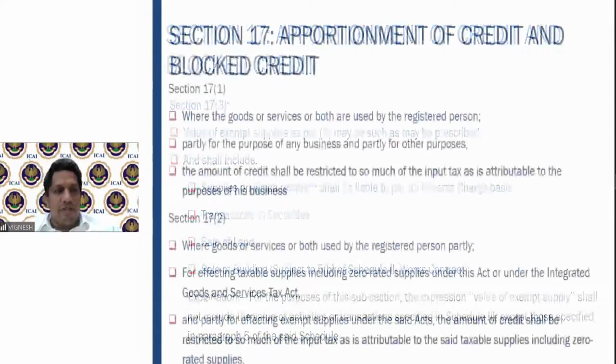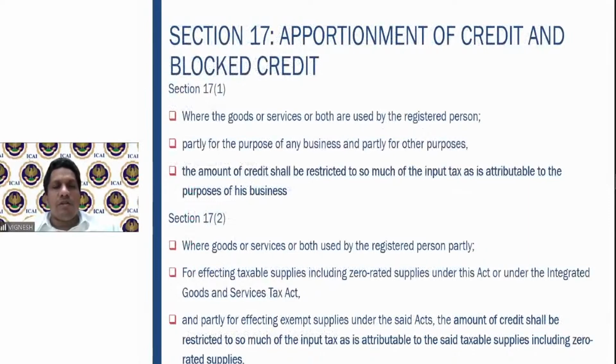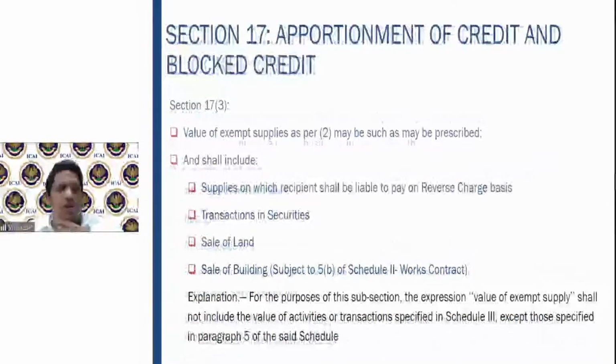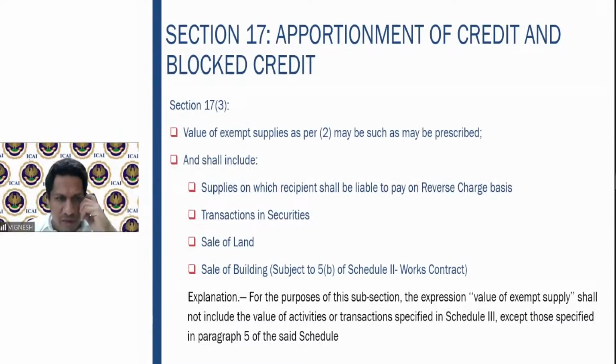So Section 17 subsection 1: where goods or services or both are used by the registered person partly for the purpose of business and partly for other purposes, the amount of credit shall be restricted to so much as is applicable to business. So wherever goods or services are used for providing taxable and exempt supply, credit will be restricted as is attributed. This is given in Rules 42 and 43. Then exempt supply, we have seen this, will include all of these things. And again, here the duty credit scrips get added as per the amendment.